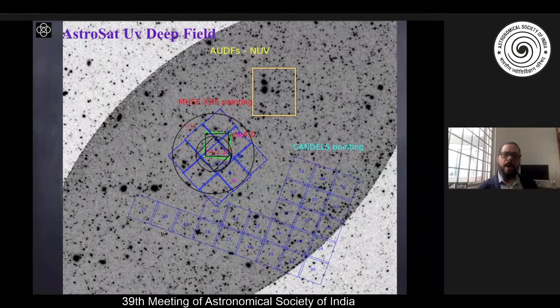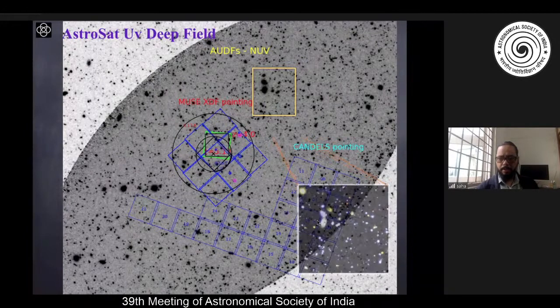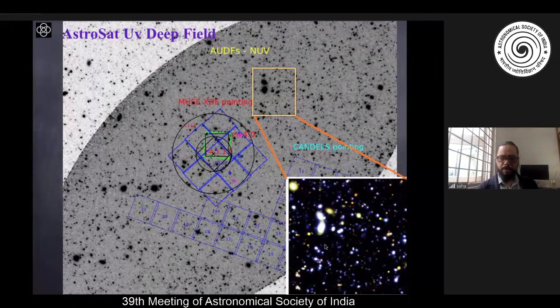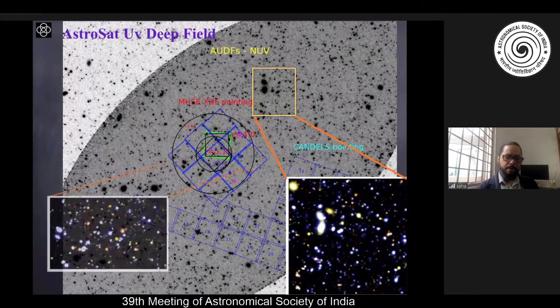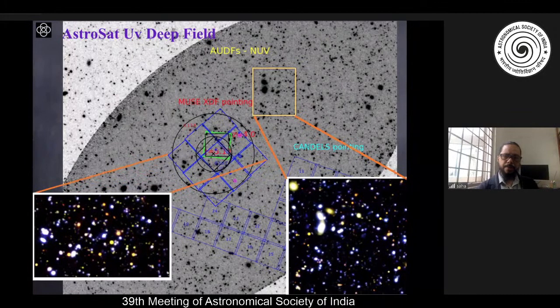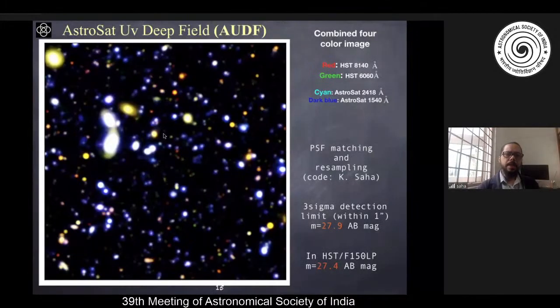So this is the AstroSat UV deep field in near ultraviolet. This is part of the image. This is the 4-color image, which I'll show on the next page. And this is the Hubble extreme deep field, where also the MUSE extreme deep field, these are the CANDELS fields. So this is a very popular area of the sky. And this is a 4-color image, 2 with the HST in optical, and 2 with AstroSat. You can see many faint sources.